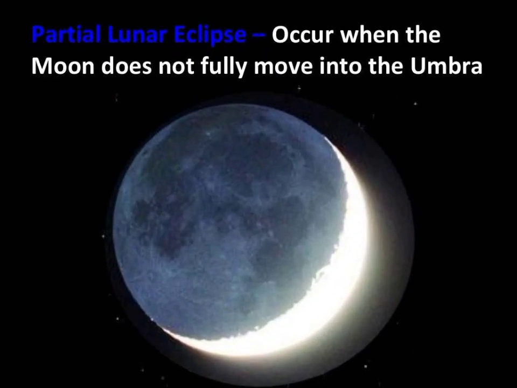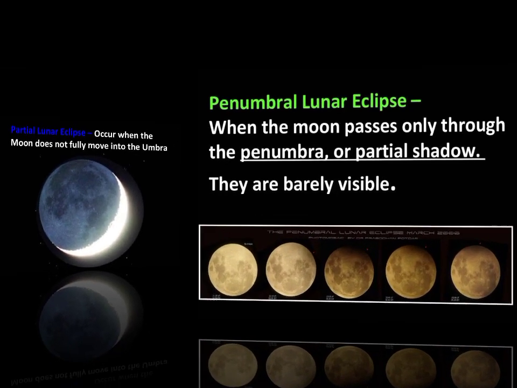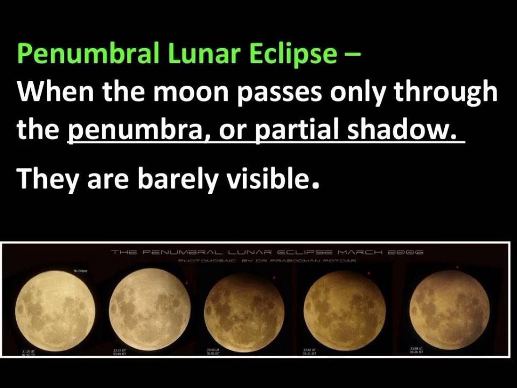Meanwhile, partial lunar eclipse occurs when the moon does not fully move into the umbra. The last type of lunar eclipse is the penumbral lunar eclipse, which happens when the moon passes only through the penumbra, or the outer, lighter shadow, which makes the moon barely visible.